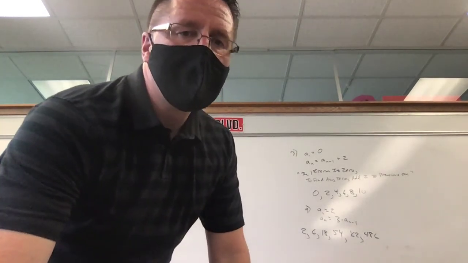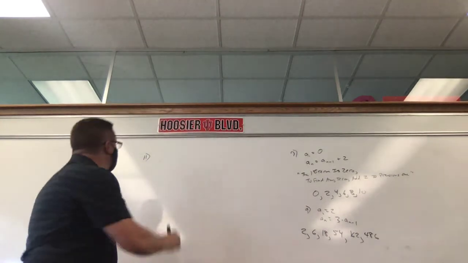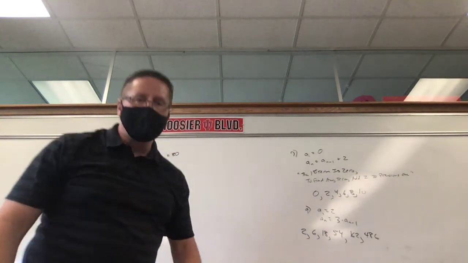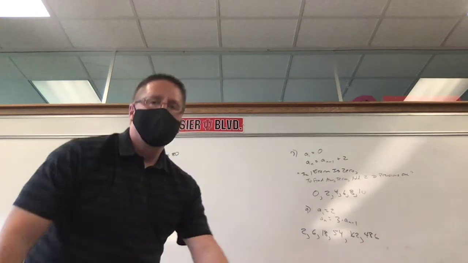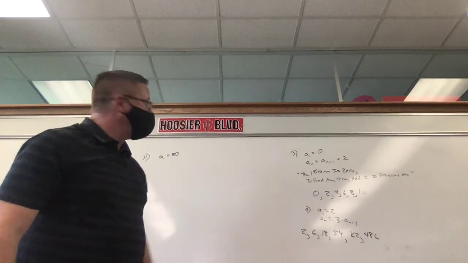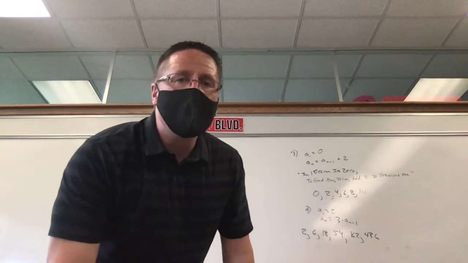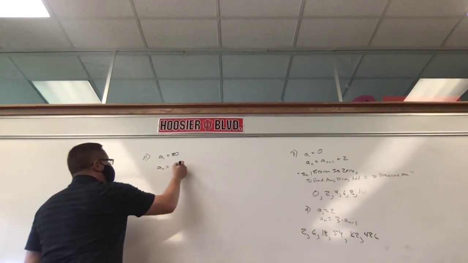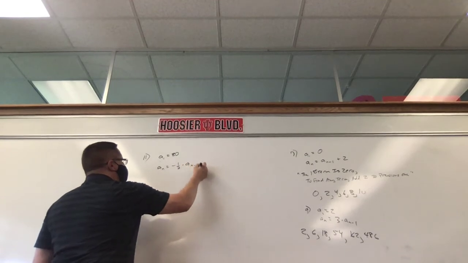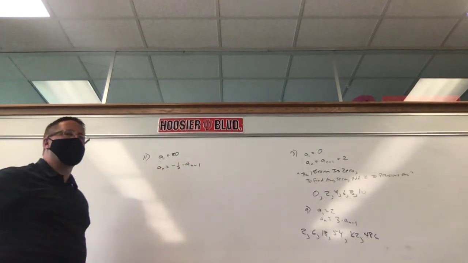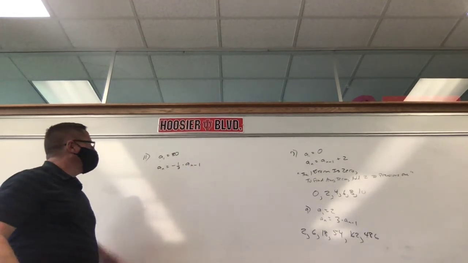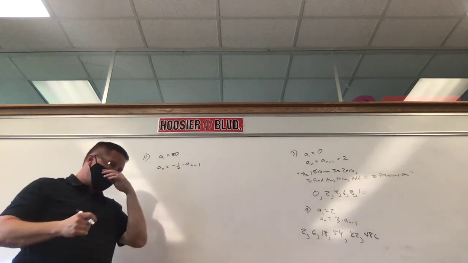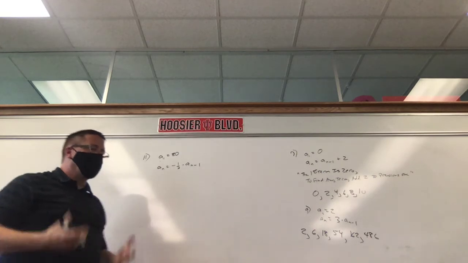All right, number 11. a sub 1 is 80. In everyday language, what's that mean? It's equal to 80. 80 is the first term. And then a sub n is negative half times a sub n minus 1. What this is saying is to find any term, you take negative half times the previous term. So let's write down the first term.